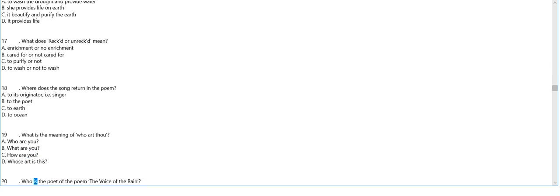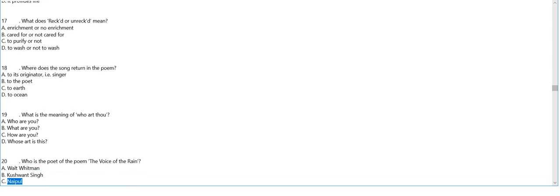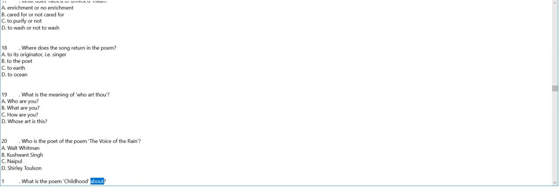20. Who is the poet of the poem, The Voice of the Rain? A. Walt Whitman. B. Khushwant Singh. C. Naples. D. Shirley Towson. 1. What is the poem Childhood about?